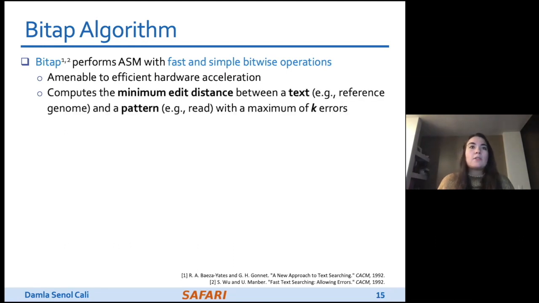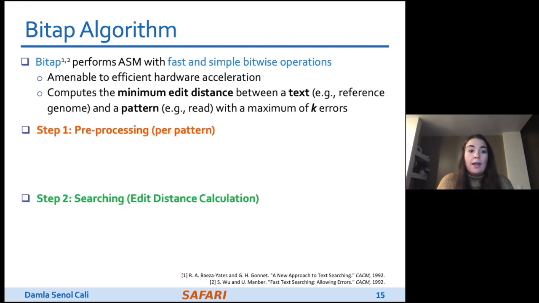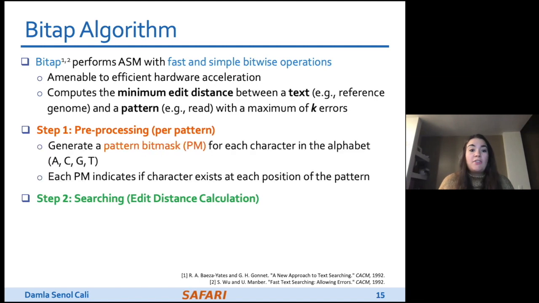So Bitap tackles the problem of computing the minimum edit distance between a reference text, such as a reference genome, and a pattern, such as a read, with a maximum of k errors. So k is a parameter here. And the algorithm has 2 steps. It starts with a pre-processing procedure where we generate 1 pattern bitmask for each character in the alphabet, which is ACGT in this context. And these pattern bitmasks help us to represent the query pattern in a binary format.